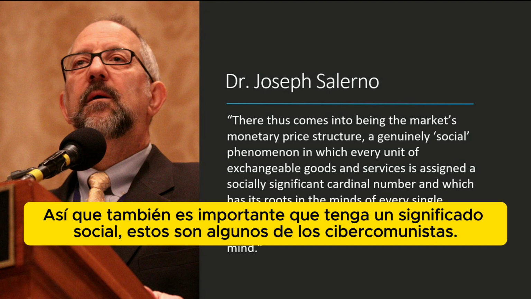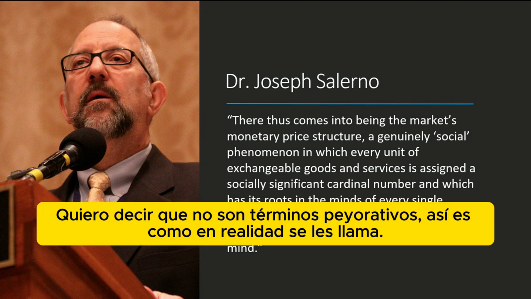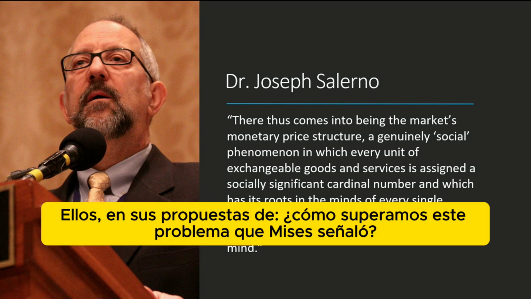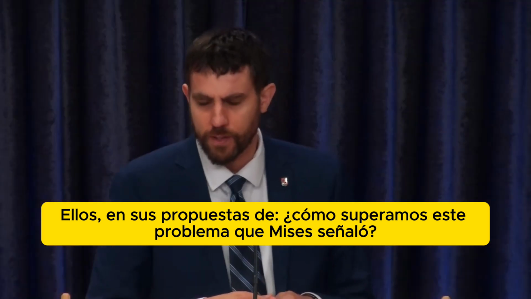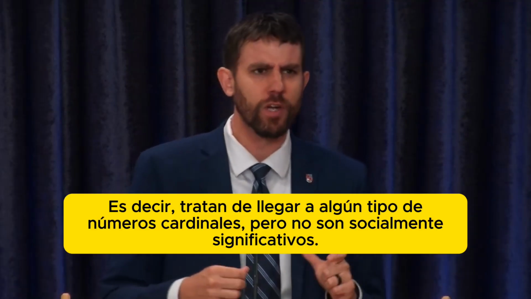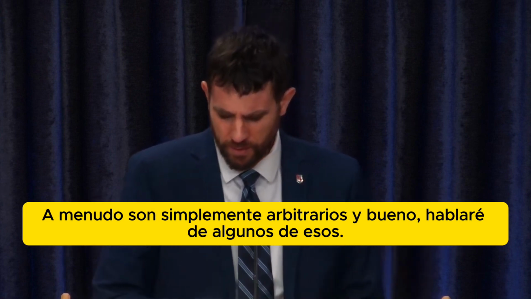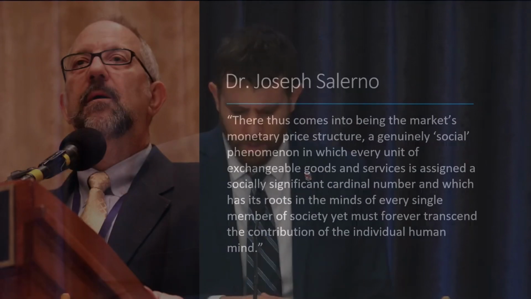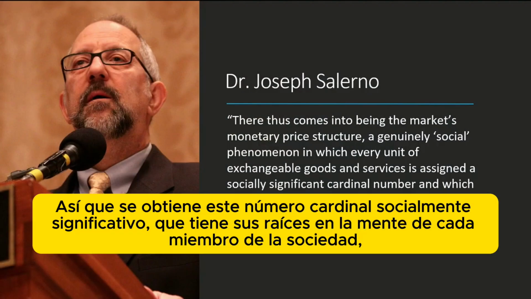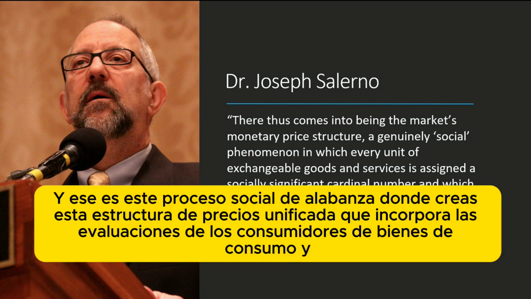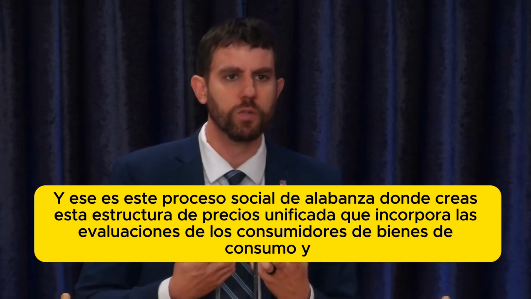Some of the cyber communists, that's not a pejorative term, that's what they're actually called, in their proposals of how to overcome this problem that Mises pointed out, try to come up with some kind of cardinal numbers, but they're not socially meaningful. They're often just arbitrary, and I'll talk about some of those. So you get this socially significant cardinal number, which has its roots in the minds of every single member of society, yet must forever transcend the contribution of the individual human mind. So that's this social appraisement process, where you create this unified price structure.